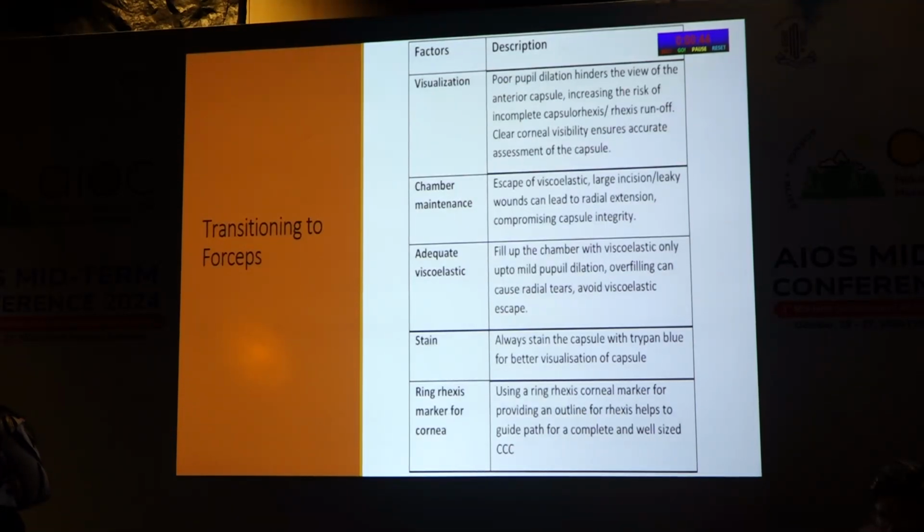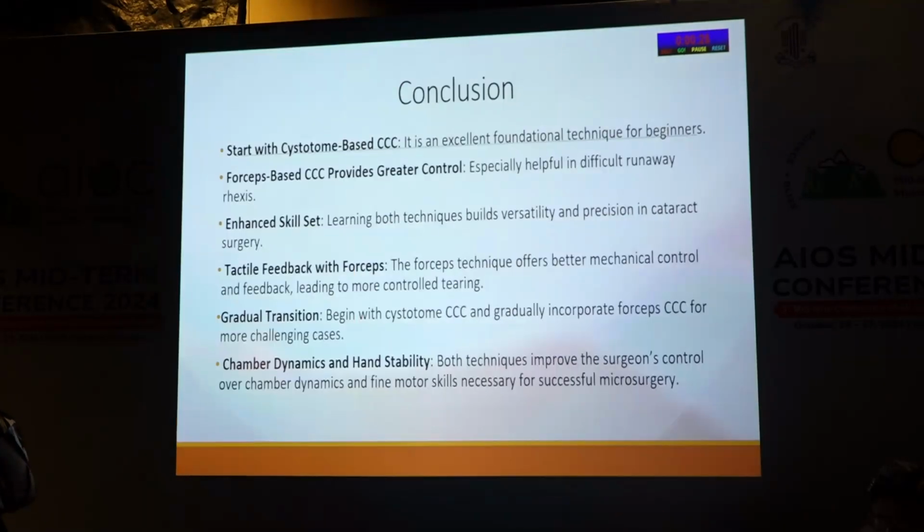Transitioning to forceps, you should remember these important points. Visualization in initial cases should be good. Don't choose a small pupil, don't choose a cornea which has opacity. Put adequate viscoelastic, don't feel the need to complete the case with one injection. Come out and re-inject, but not too much. And stain the capsule and use a ring rhexis marker.